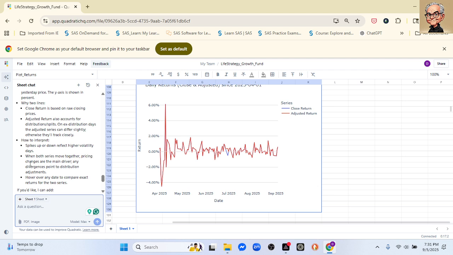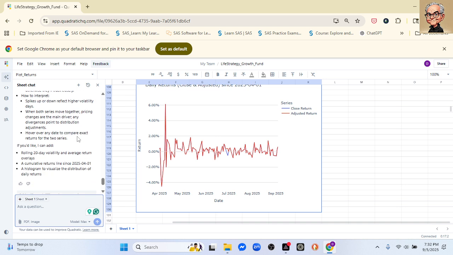Oh, that's interesting. Okay, so because we look here, you don't see it. This is the only place where you see a difference between the adjusted and the closing return. What's it say again? When both series are moving together, pricing changes are the main driver. Any divergence points to distribution. Hover over any point, and if you like it, I can.